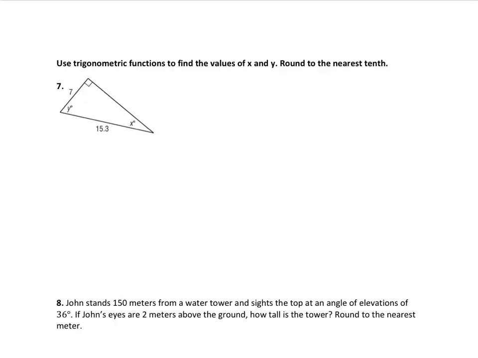Okay, on the back side, use trig functions to find the values of x and y. Round to the nearest tenth. So we have to find these one at a time. It doesn't matter which one you start with. We'll just go in alphabetical order. Let's find x first. It's a right triangle. We know the opposite of x, and we know the hypotenuse of the triangle. So opposite and hypotenuse means sine. Sine of x degrees equals opposite over hypotenuse.